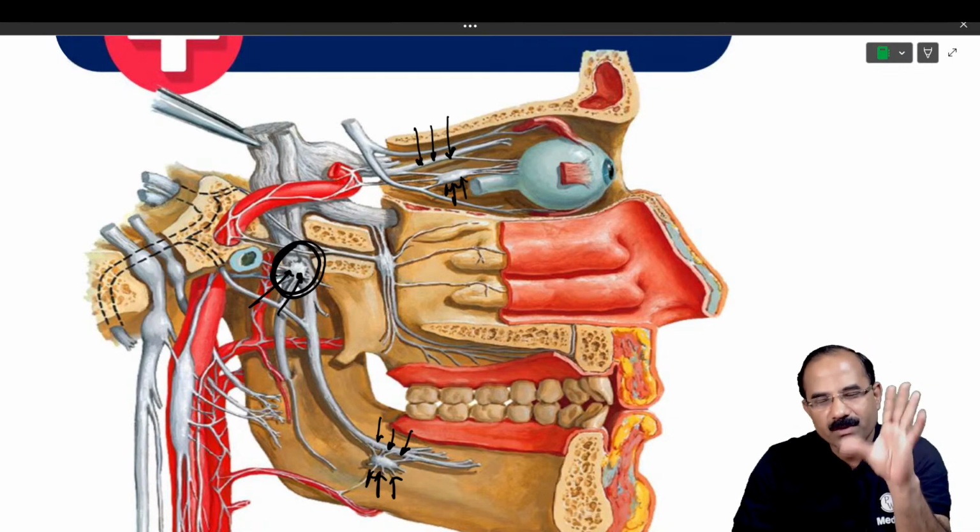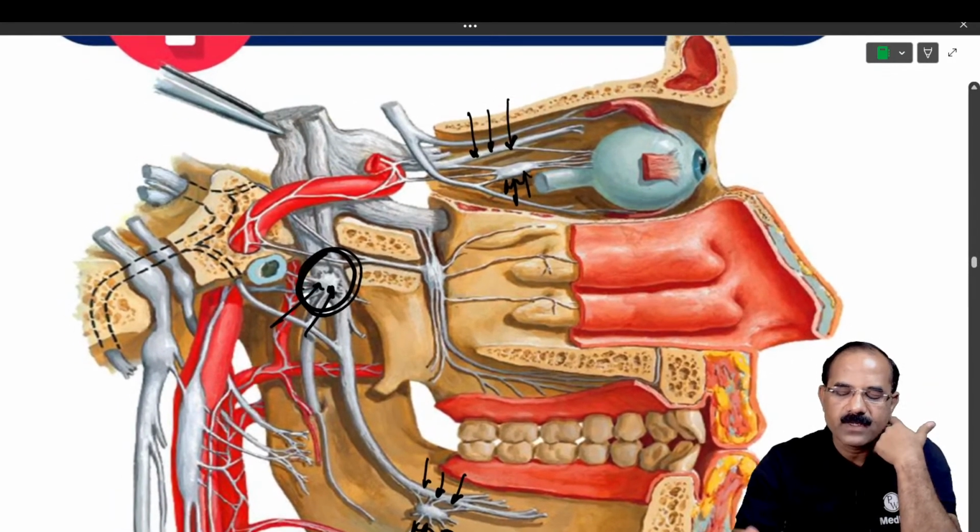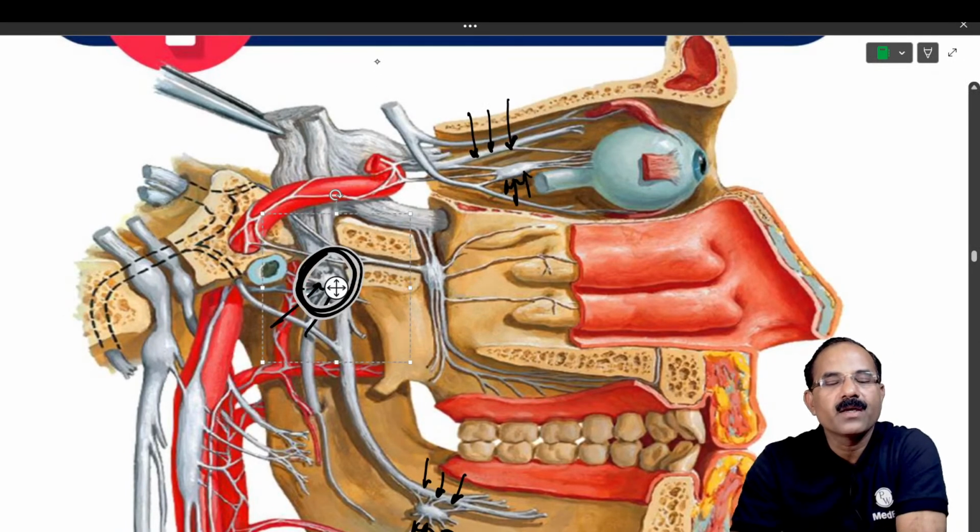Okay. So I've told you the structural relation. Now understand this. एक बार समझ लो. Everything will be clear to you.